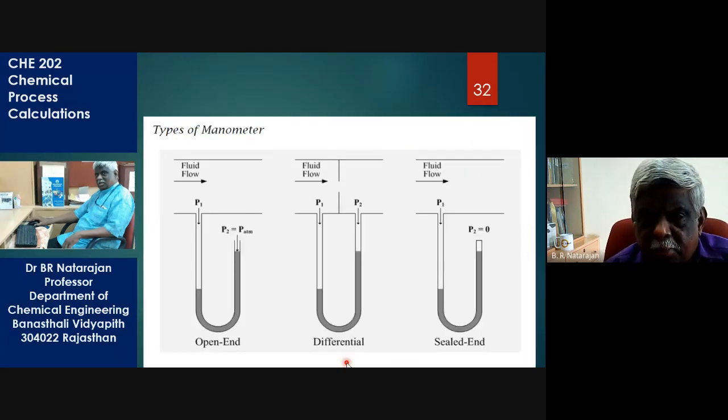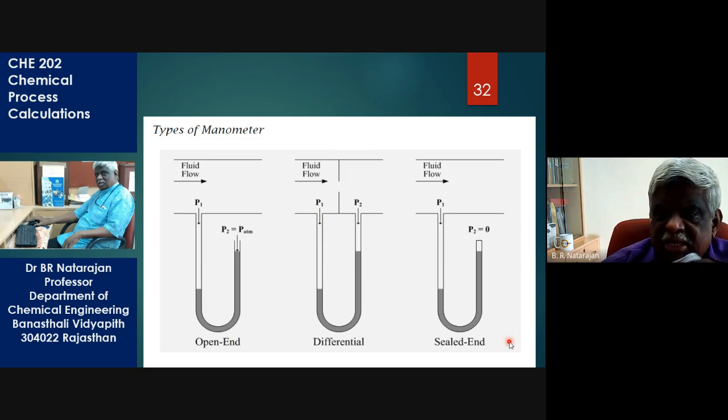You have different types of manometers. Fluid flow is from left to right in all of them. This is known as open end, where both ends are open. You see this is at a different height, and this is the differential. The same level, but this level is different. And sealed end, where one end is sealed. So it may be open end, differential, or sealed end.